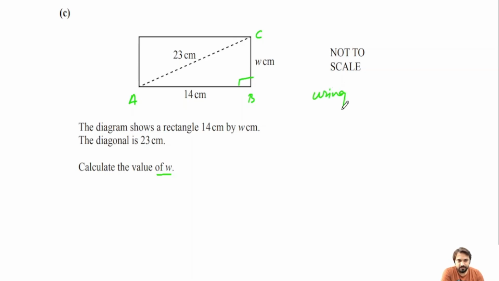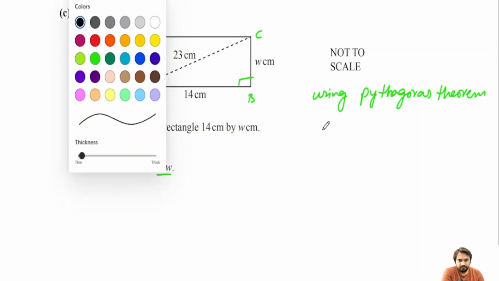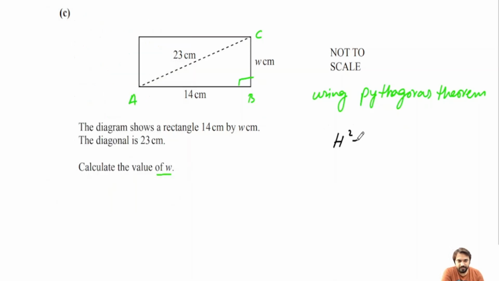Using Pythagoras theorem, we have hypotenuse square is equal to base square plus perpendicular square. What is the other name for base? And what is the other name for perpendicular? Base is called adjacent and perpendicular is called opposite. Keep it in mind. Here we have hypotenuse 23 centimeters.